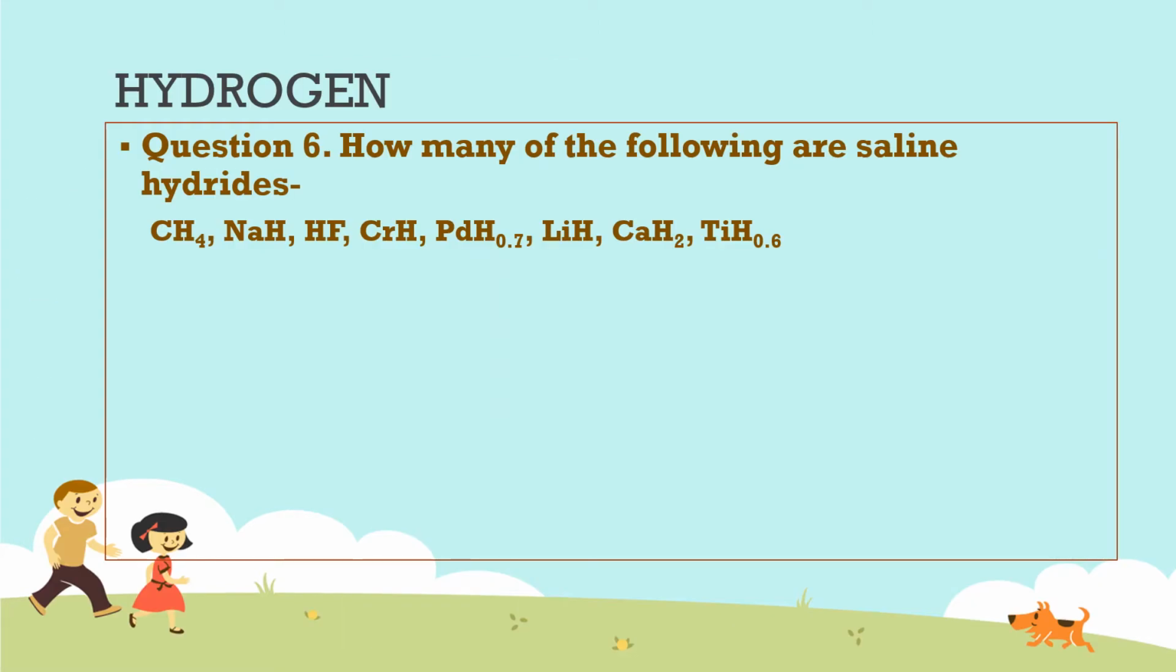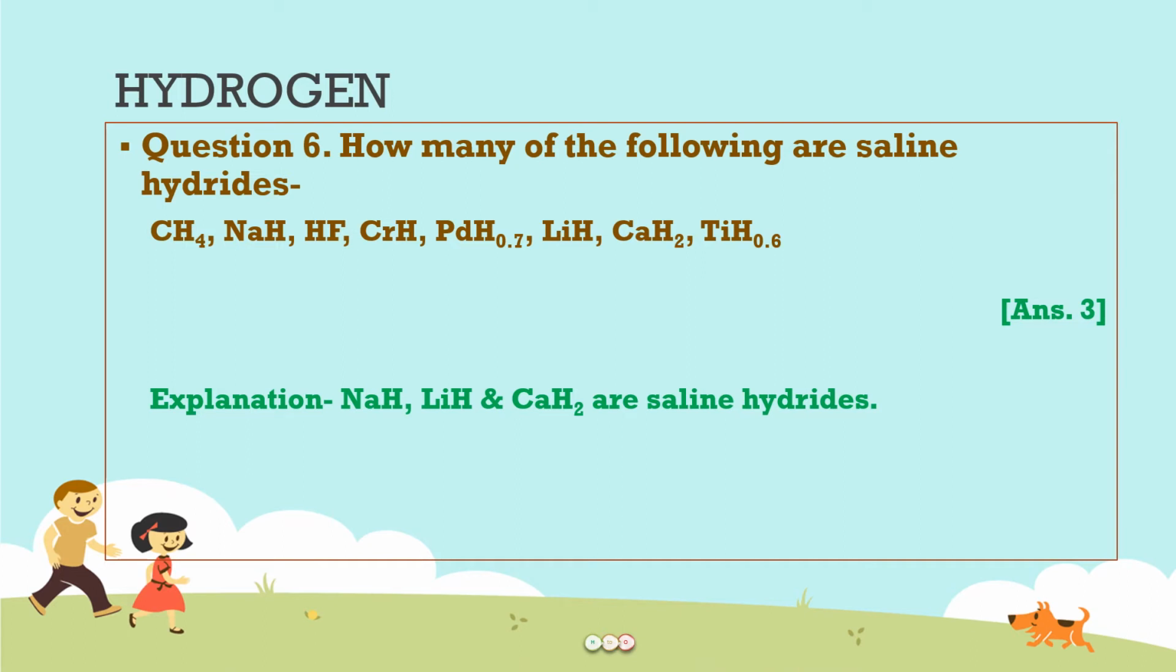So in question number 6, where we were supposed to find out the saline hydrides, the number of hydrides that comes is going to be 3. We have sodium hydride, lithium hydride and calcium hydride to be saline hydrides.